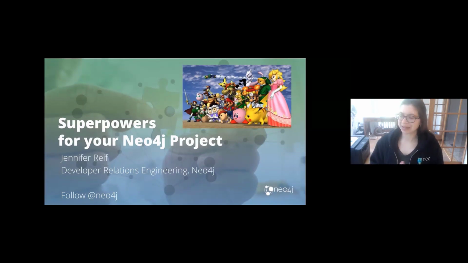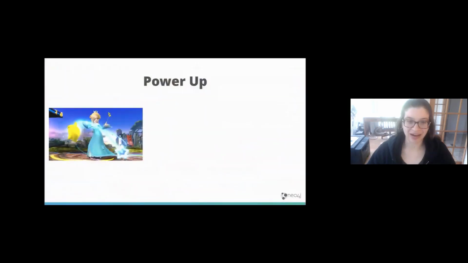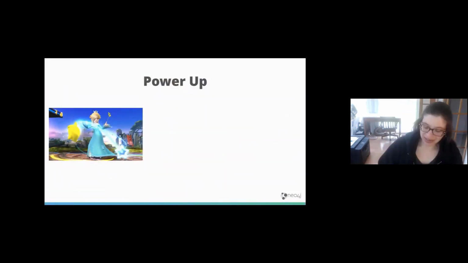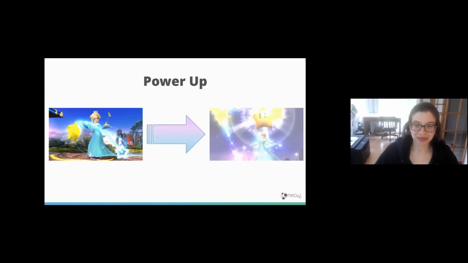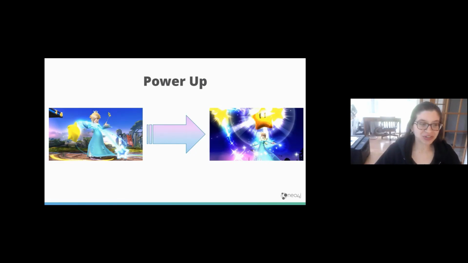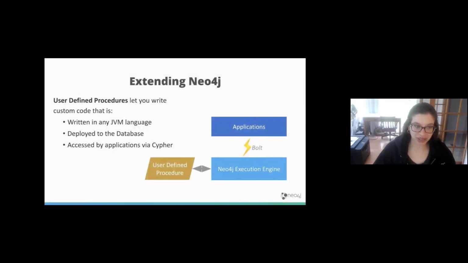So if you don't recognize the image there in the upper right, that's from the Super Smash Brothers video game. We're going to give your Neo4j project an extra boost and step up the game on that. We're going to take your average characters and give them a boost, make them pretty super and give them extra powers. We can do that using the APOC library, which I will show.